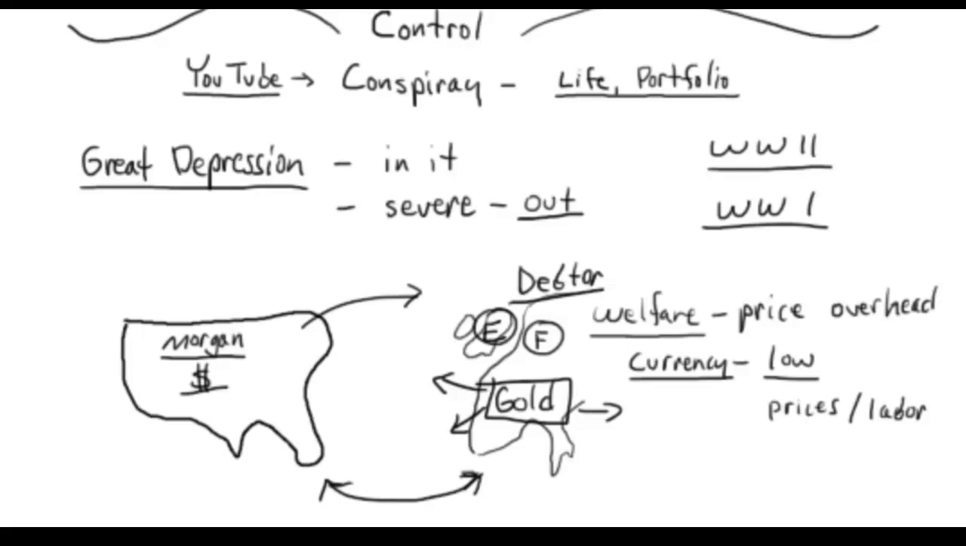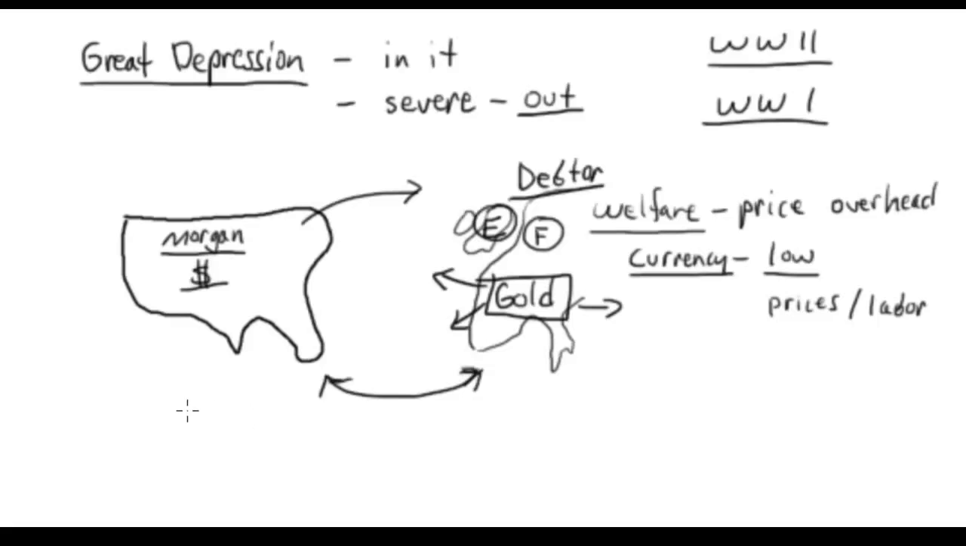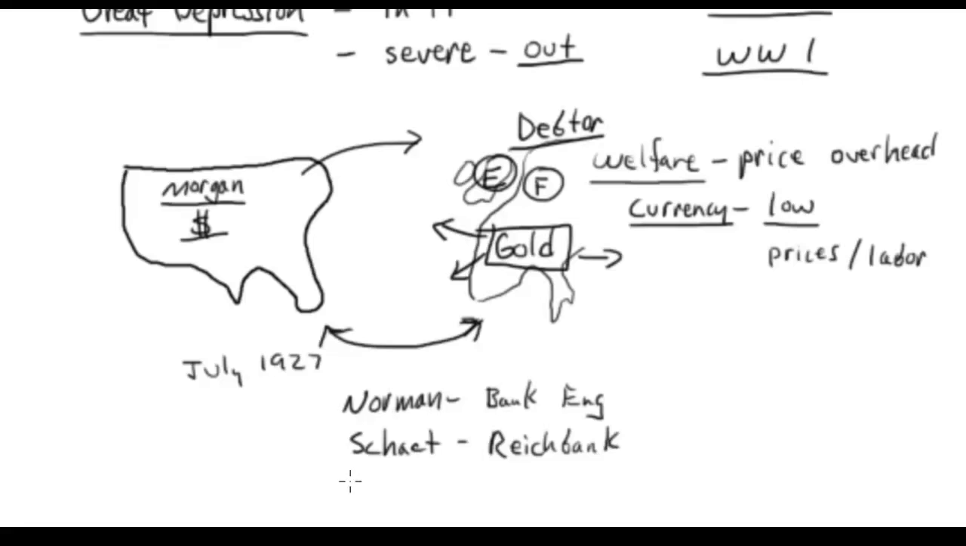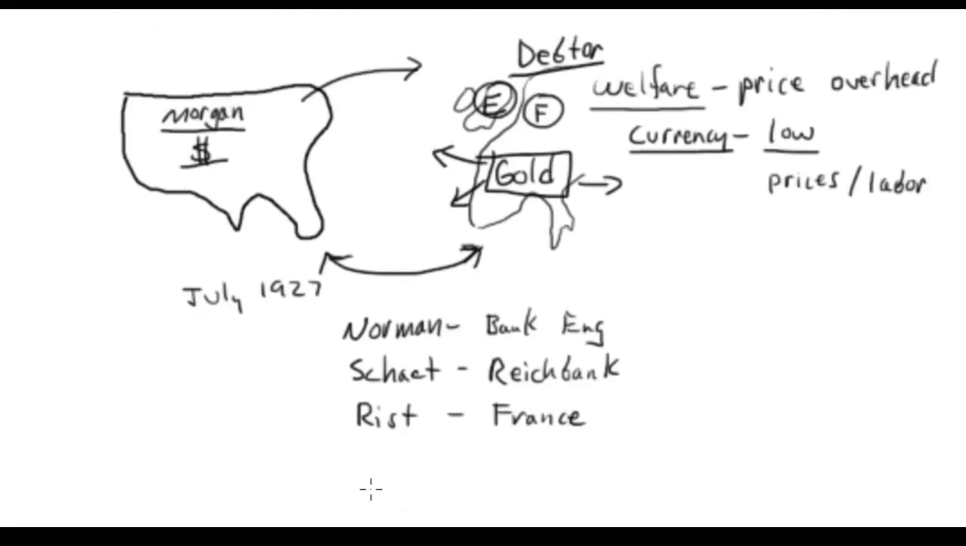So we have this connection, and in 1927, actually it was July 1927, there was a very important meeting between Montague Norman, who was the governor of the Bank of England, Hjalmar Schacht, who was the head of the German Reichsbank, Charles Rist, who was the governor of the Bank of France, and you guessed it, from the Federal Reserve, the New York branch, Benjamin Strong.